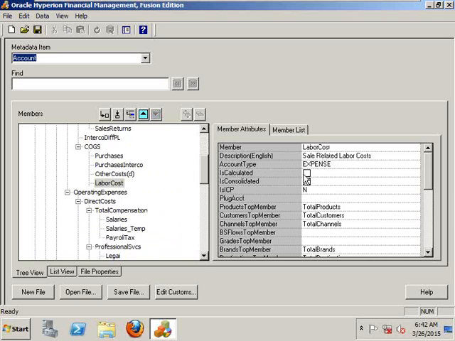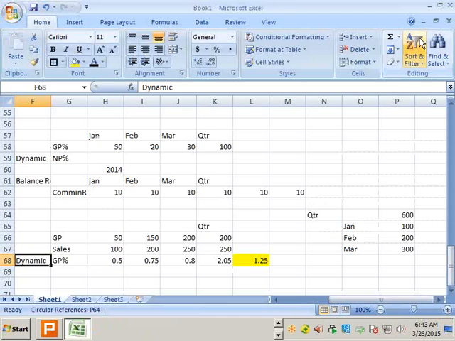If you keep Labor Cost as Is Calculated, you can't load the Labor Cost data into the HFM application because you set it as an Is Calculated member. That means it needs to be calculated somewhere else, A plus B or A into B, to get the data as Labor Cost. But if you disable this, you can give some input to those Labor Cost data. Okay. Next, another one is Is Consolidated. What is the use of Is Consolidated over here? This is the major important thing, a point we need to remember.